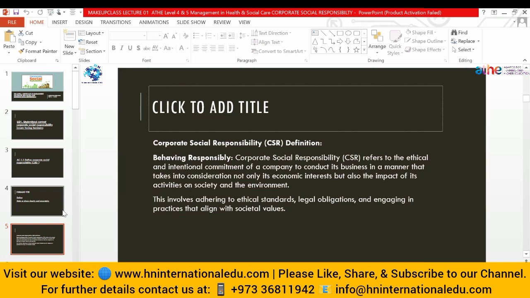The term itself has a whole definition inside. Corporate means what? It means a company, an organization, an industry, a market. Social responsibility: we all have done community services in our college life, in school life, and university life too. What is social responsibility or community service? It is where we serve the general public, the environment. That is what corporate social responsibility is. Is it clear now?